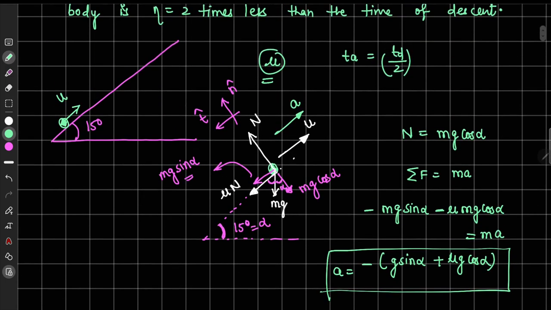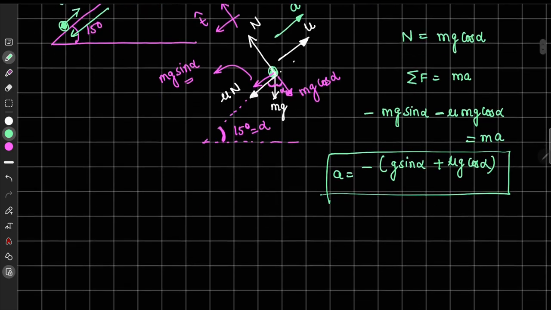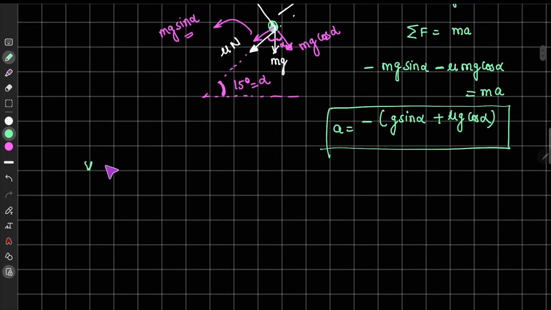It is going from this particular point to, let us say, this particular point, and it has covered a distance L. Here the final velocity is 0. So if we apply the equation of motion, we can write final velocity is equal to initial velocity plus a into t.